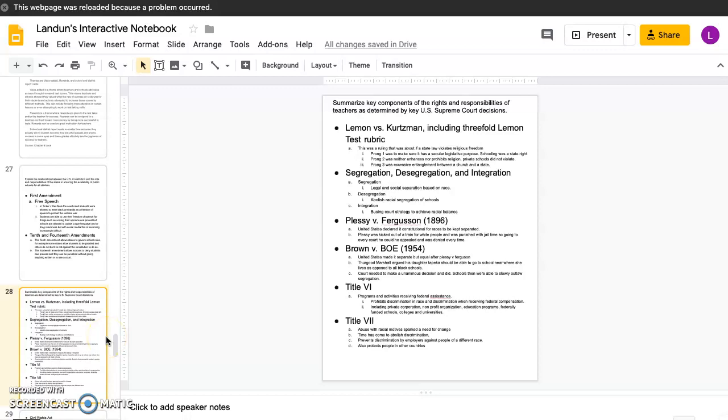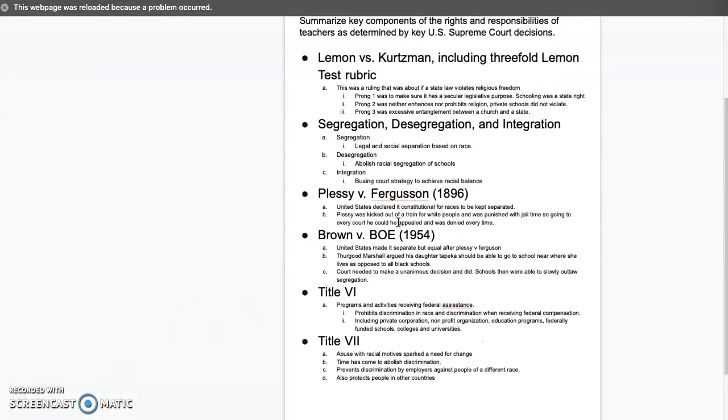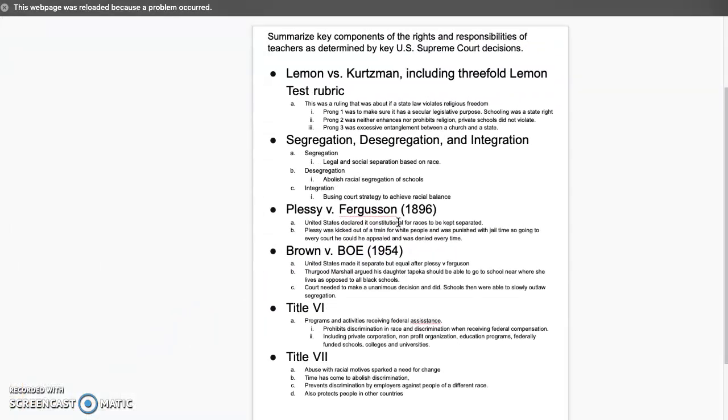So, on the second slide, I wrote down notes for Lemon versus Kurtzman. And I wrote down what the ruling was about, and it was about if a state law violates religious freedom. I also wrote down all the prongs, which it had three. Prong one being the secular legislative purpose, and prong two and three are written down also.